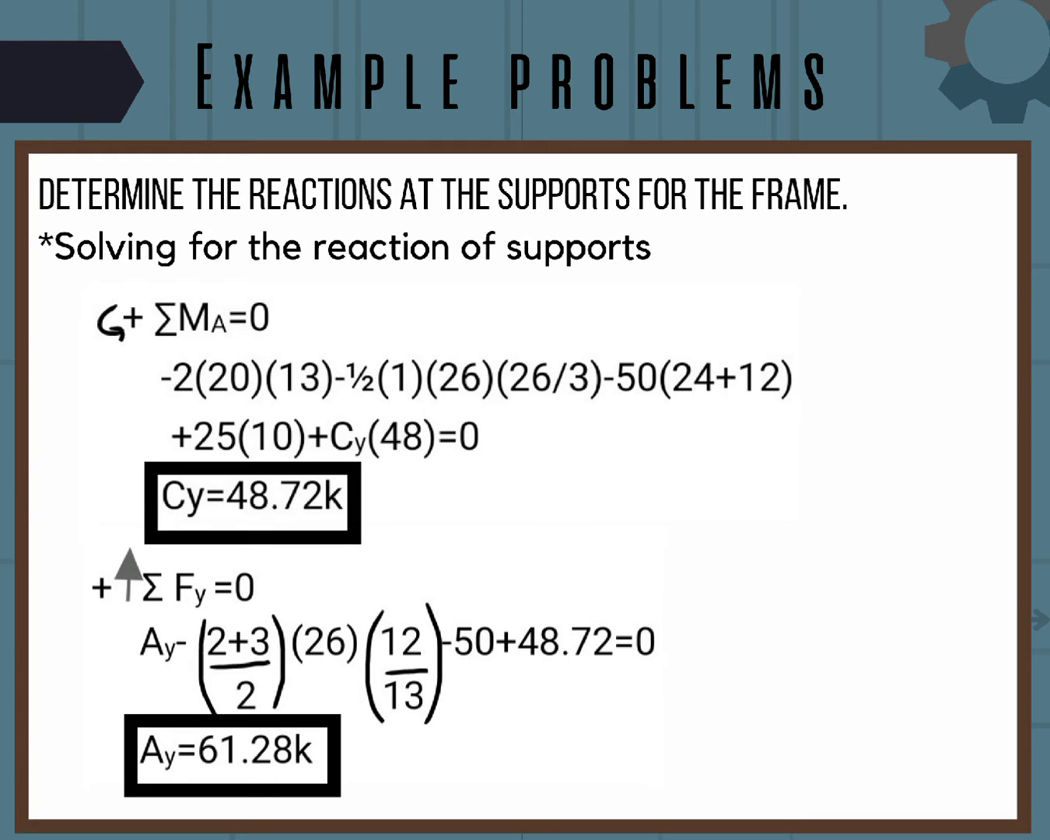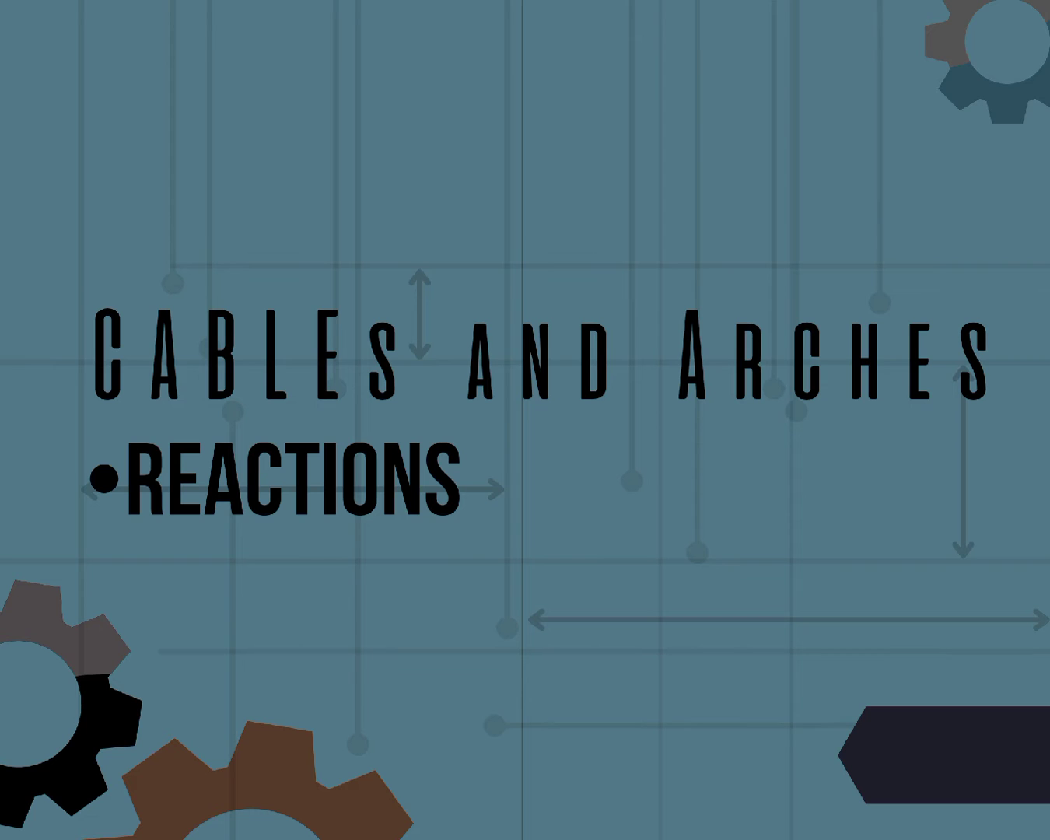Then after that, we will determine the force Ay. So, summation of vertical forces is equal to 0. Ay minus 2 plus 3 over 2 times 26 times 12 over 13 minus 50 plus 48.72 is equal to 0. So, our Ay will be 61.28 kips.